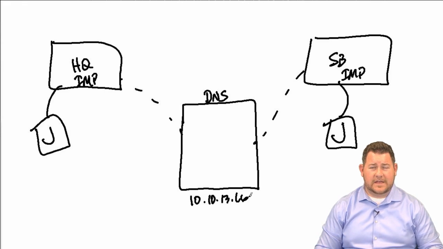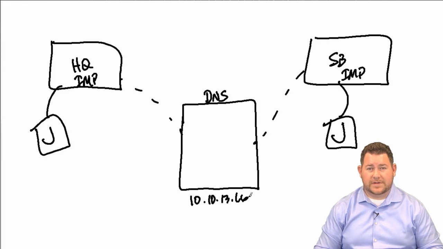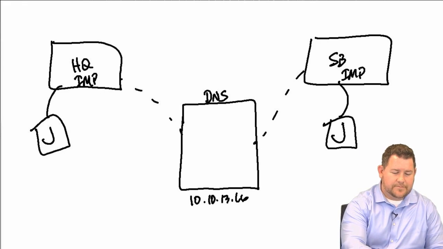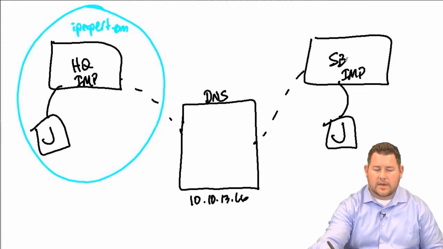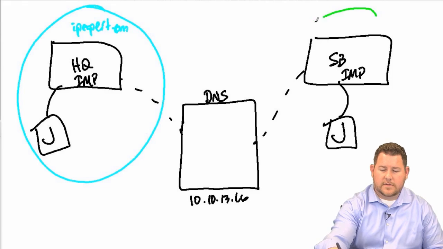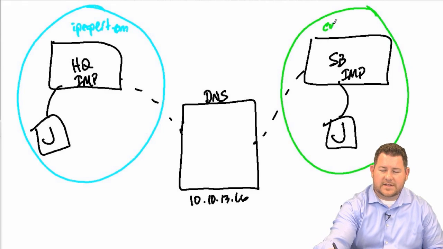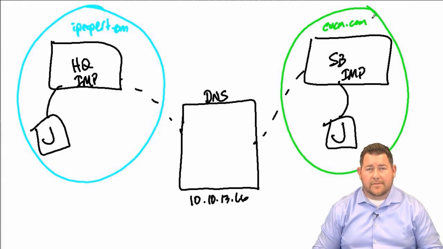And we talked about this way back in the infrastructure section in these videos. DNS is going to resolve host names. That's the whole purpose of it. Now we also said that this IM&P presence service is in the ipexpert.com domain, and this IM&P presence server is in the cucm.com domain. So we've got to have on our DNS server two different domains.